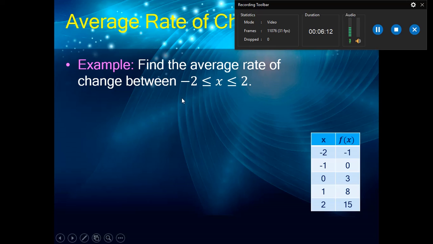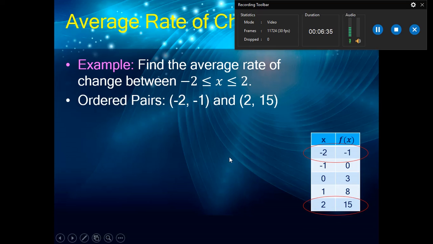So in this example, they want us to find the average rate of change between the interval -2 up to +2, and they are including those values. Using my table of values from my iPad, what this means is I want the ordered pair located at -2 and the ordered pair located at +2. So these are the 2 points that I'm going to use to calculate my average rate of change.